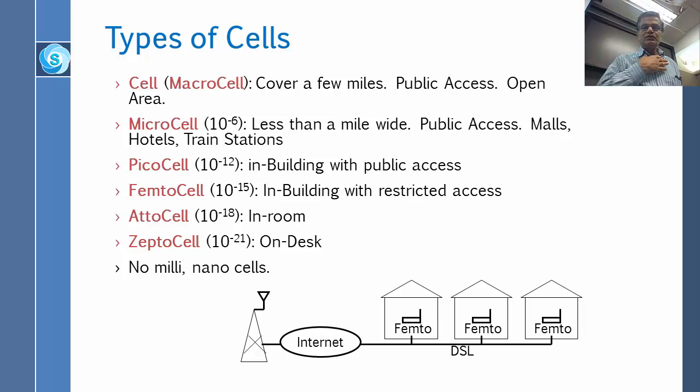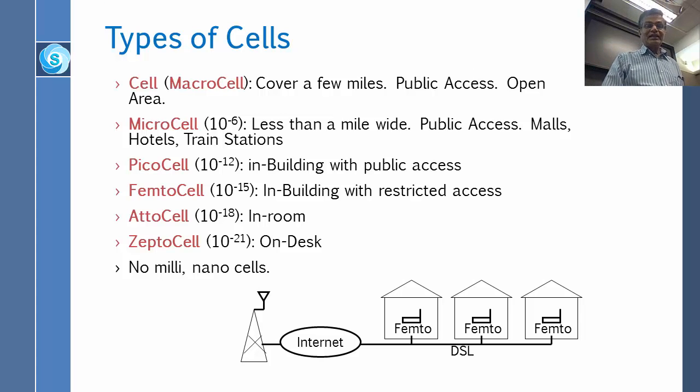Pico is generally used in buildings with public access, like a hospital and so forth. Microcell is a neighborhood and public access, malls, train stations, and so forth. And attocell is in a room and jeptocell is on a desk. I have never seen those two, so let's not worry about it right now.